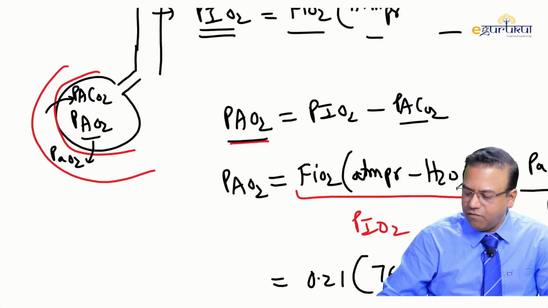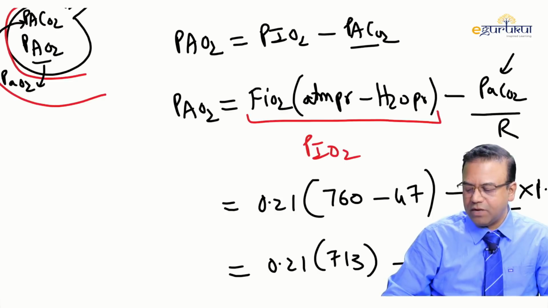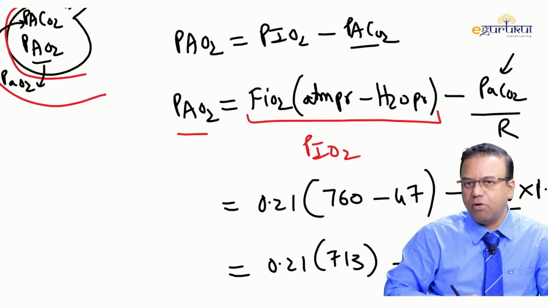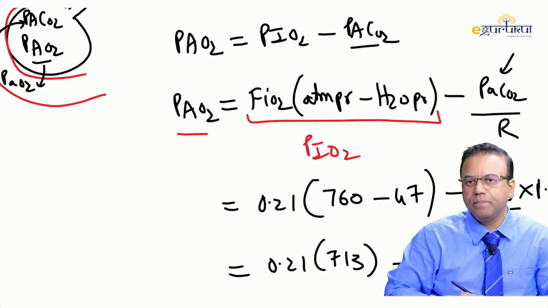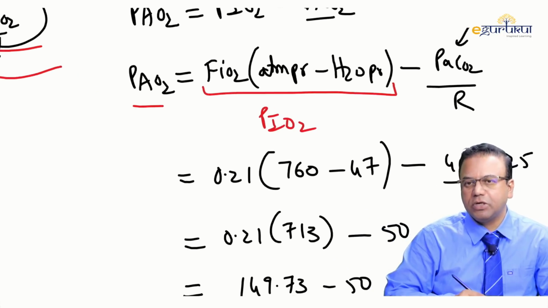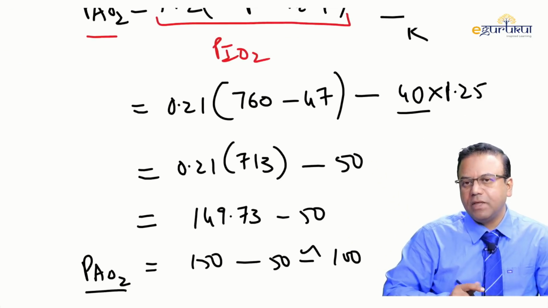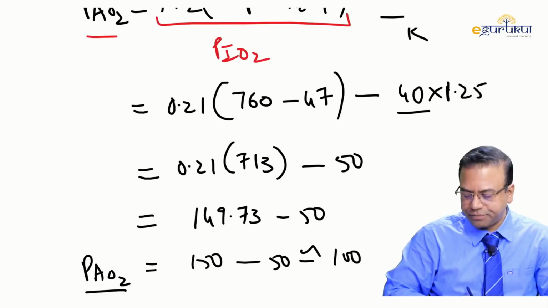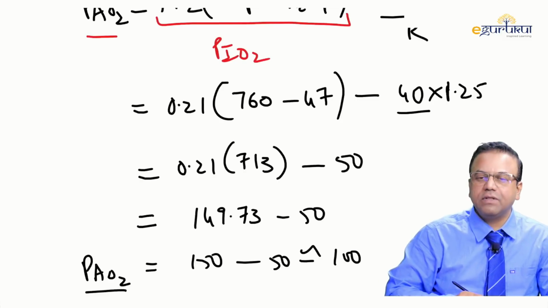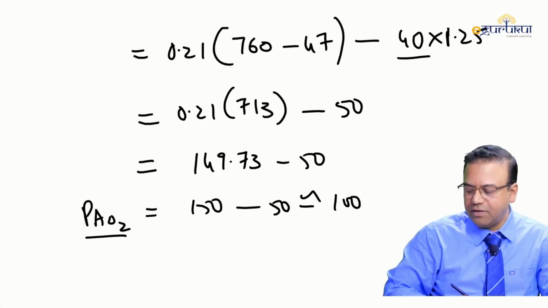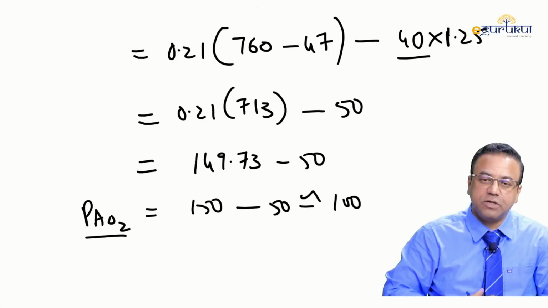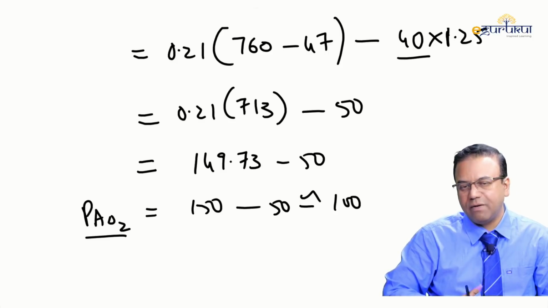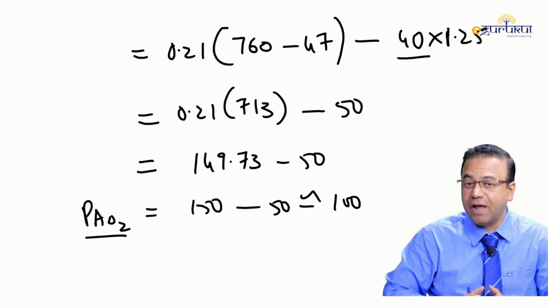If you understand this formula, then it's very easy to follow. Instead of PiO2, I'm using the formula for PiO2. Partial pressure of alveolar oxygen is nothing but FiO2 into atmospheric pressure minus water vapor pressure, minus PaCO2 divided by respiratory quotient. And in a normal person, we take the respiratory quotient as 0.8. So this is 0.21 into 713 minus 50, and this is what it will be. This is roughly the partial pressure of alveolar oxygen at room air, where a person is breathing in a fraction of oxygen that is 21%.